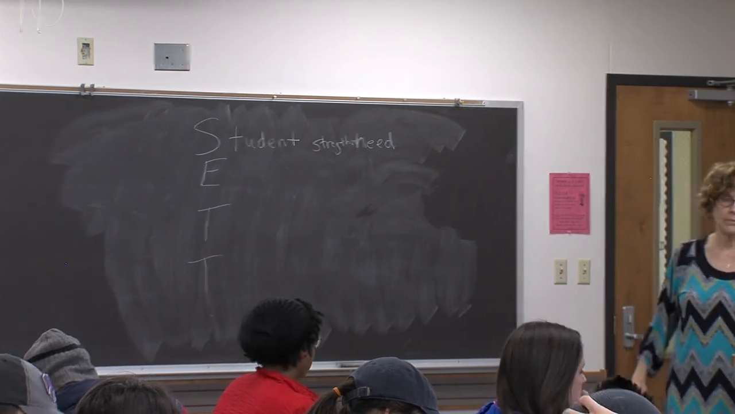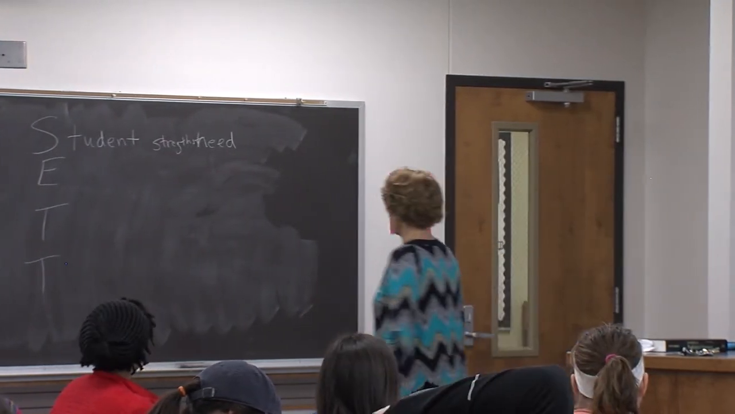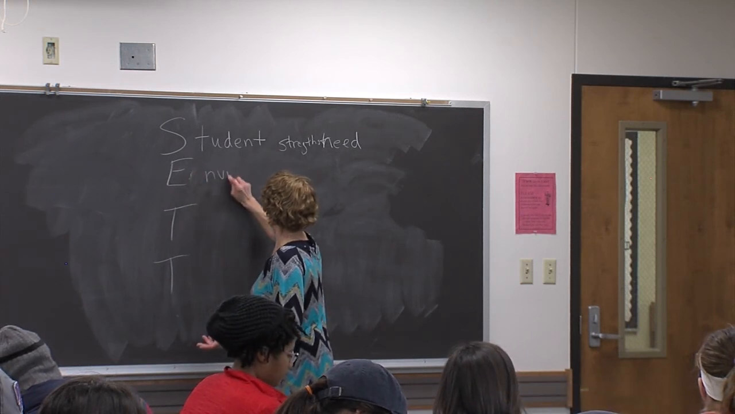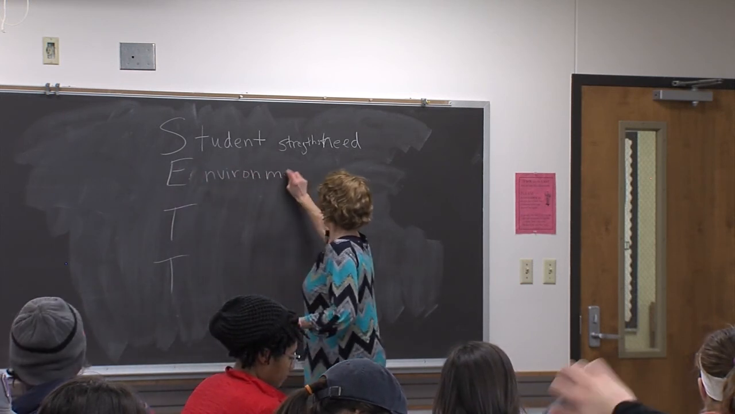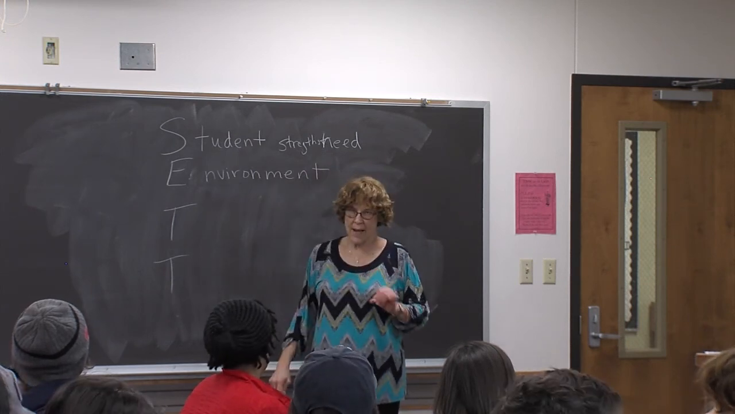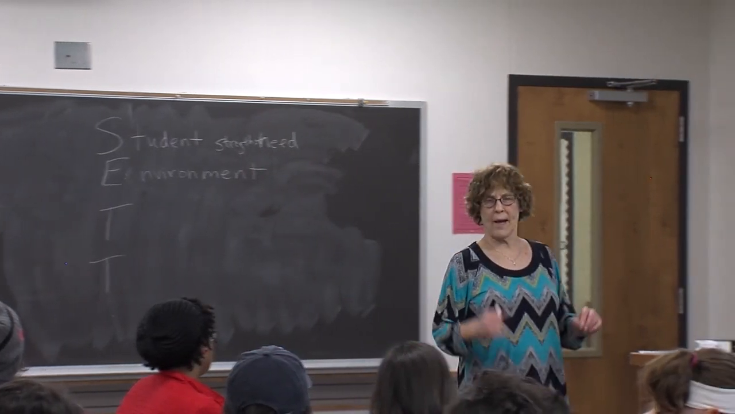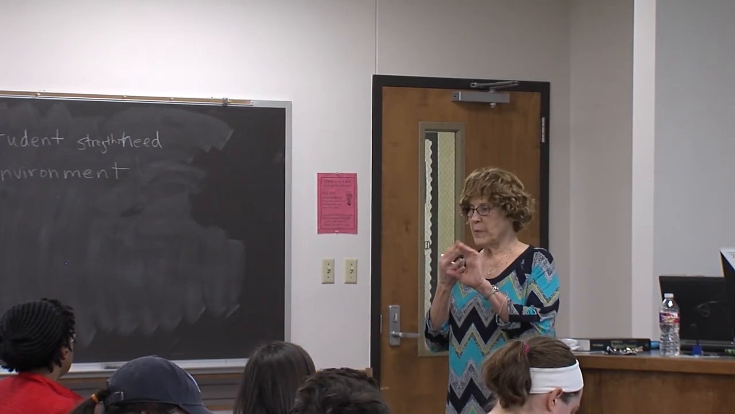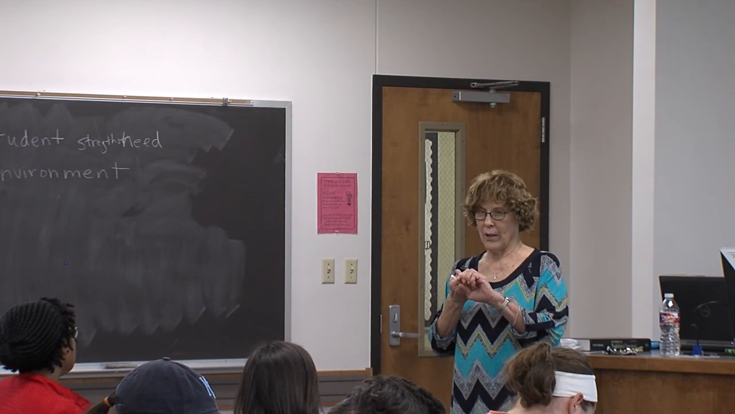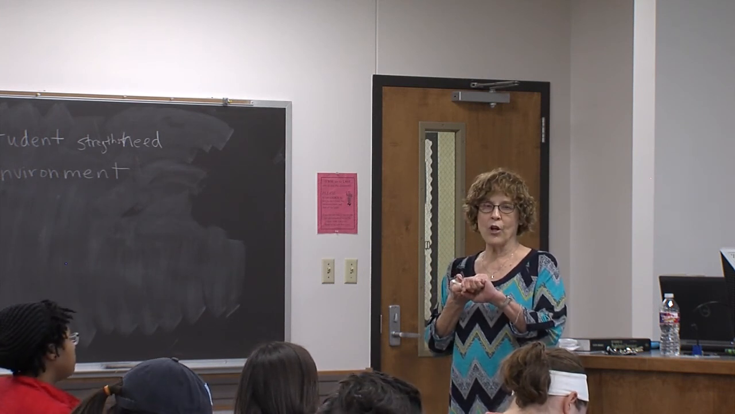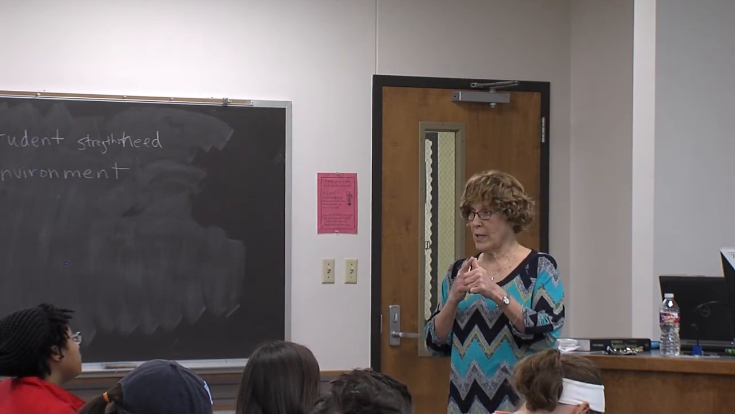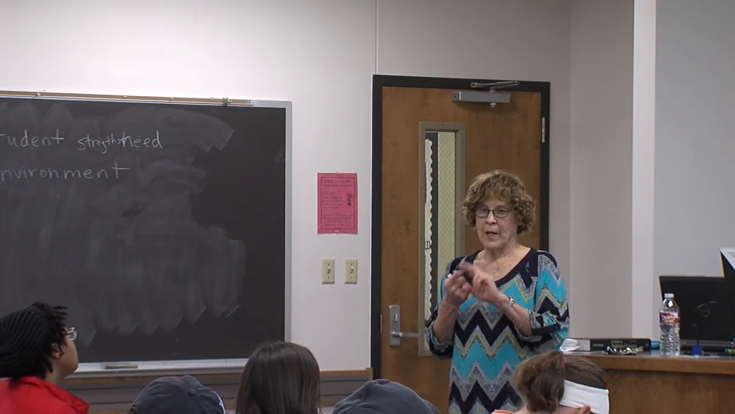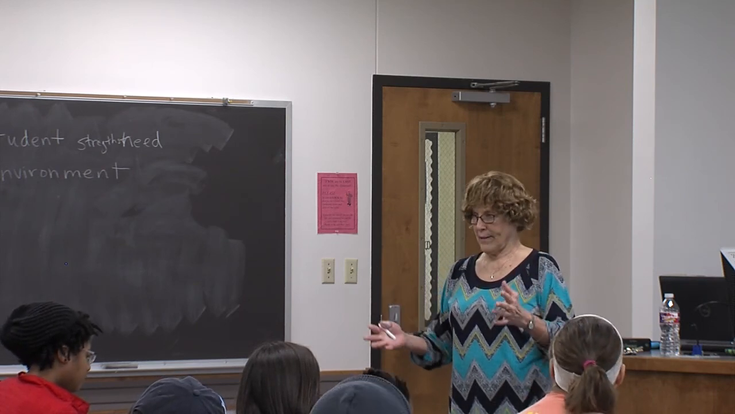What's the E stand for? Environment. Okay, what do we mean by that? Classroom. And we're considering the classroom in this class because we're talking about students who have learning disabilities, emotional behavior disorders, speech and language problems, mild intellectual disabilities, and then also within this class we talk about students who have ADHD, students who have high functioning autism. Okay. So we're considering the environment as a classroom.